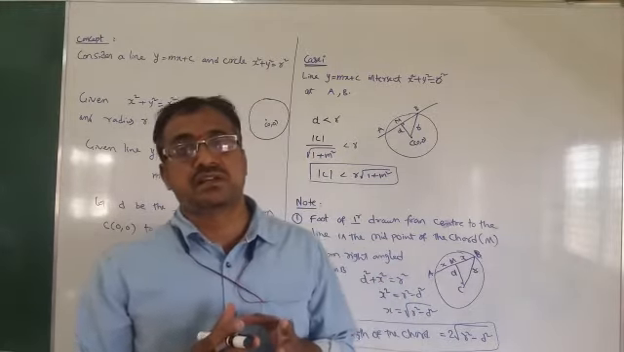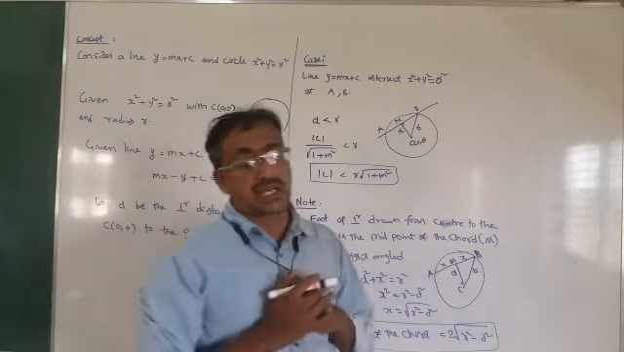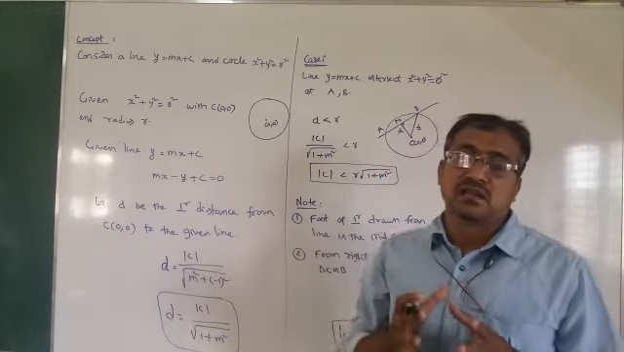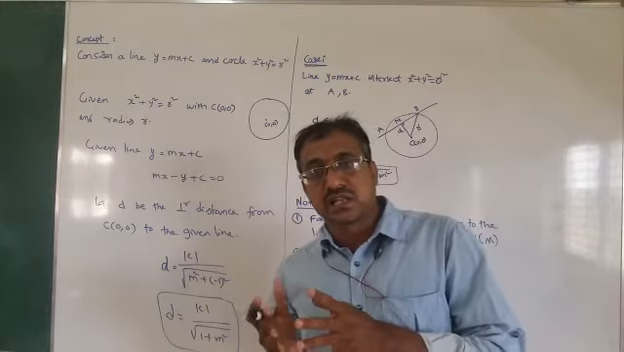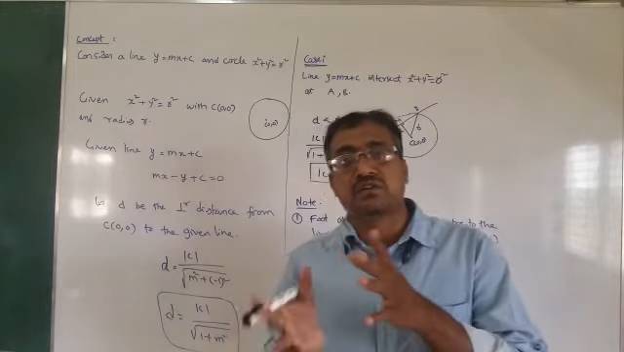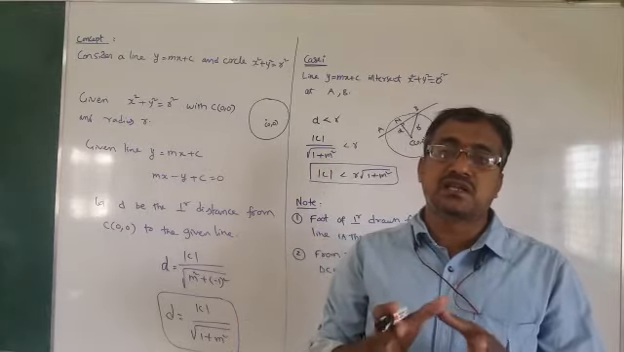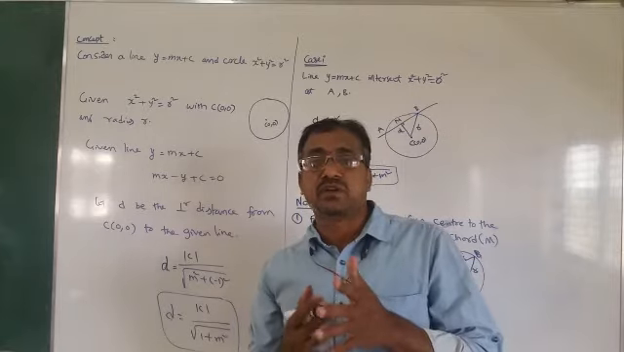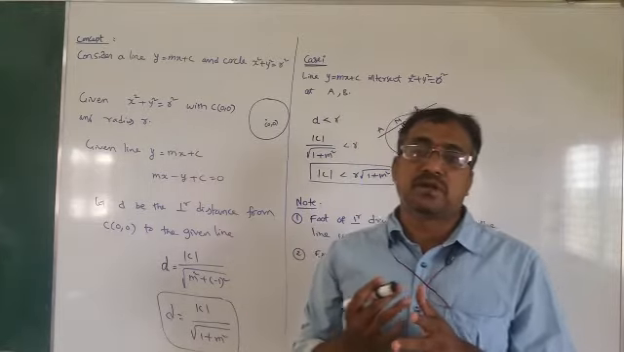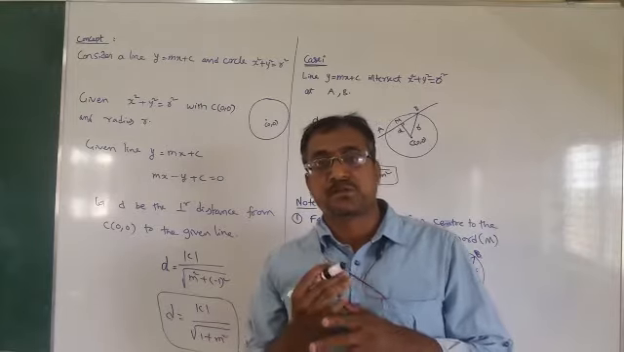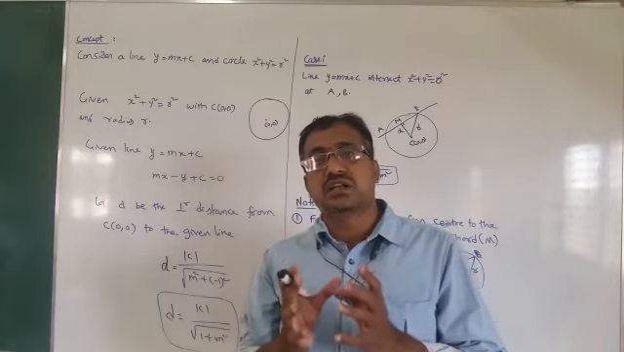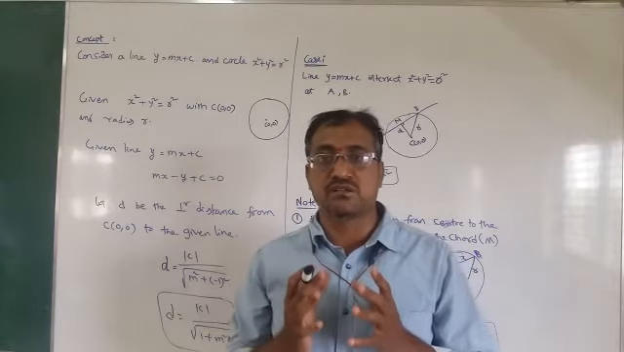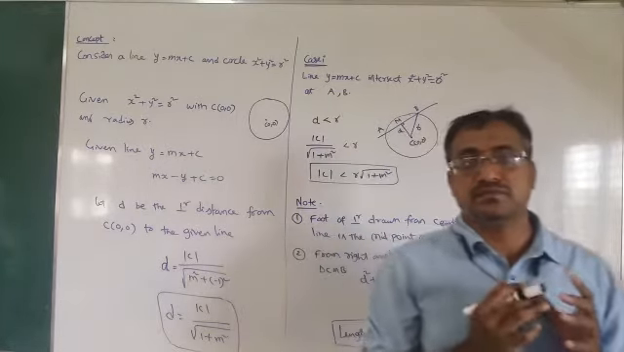In case 1, if mod c is less than r root 1 plus m square, then the line intersects the circle. Whenever the line intersects the circle, the foot of perpendicular drawn from the center to that line is the midpoint of the chord. You can find that point by using the foot of perpendicular formula in first year. And the length of the chord is given by 2 root r square minus d square. Very, very important concept.